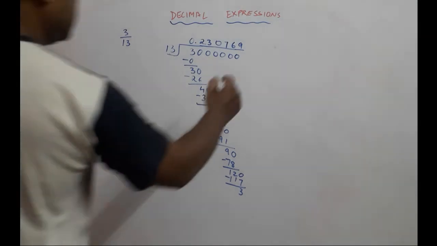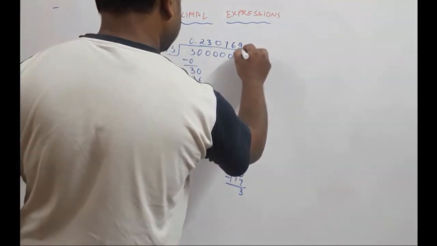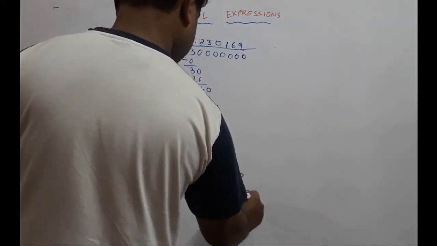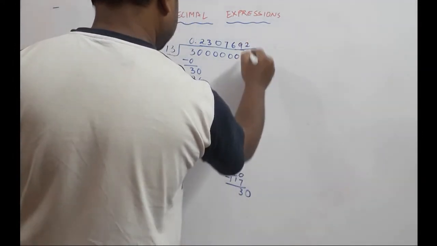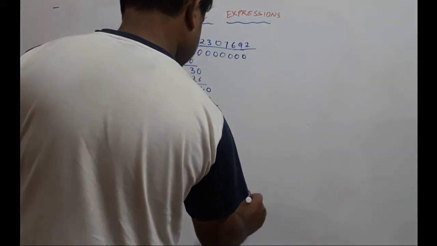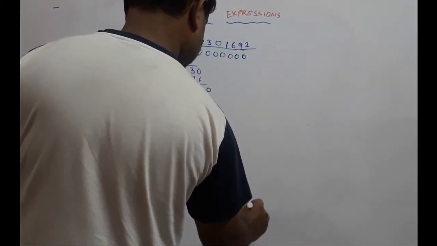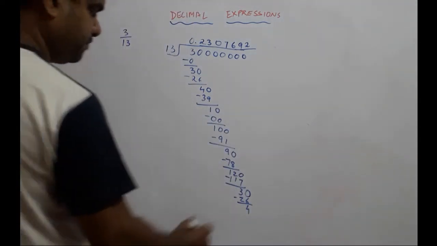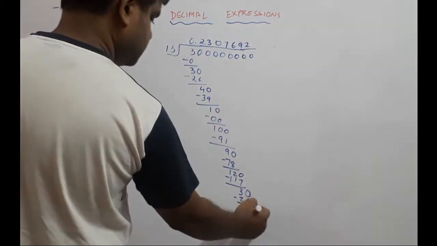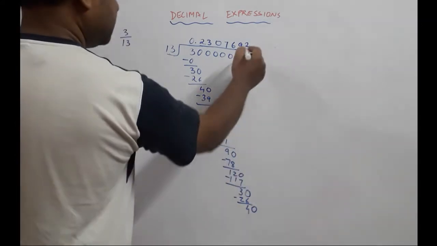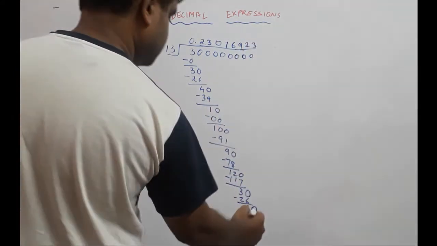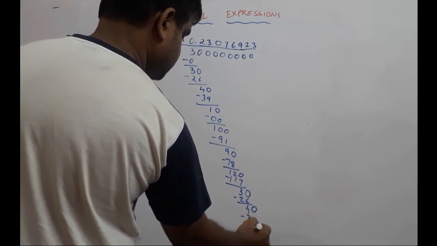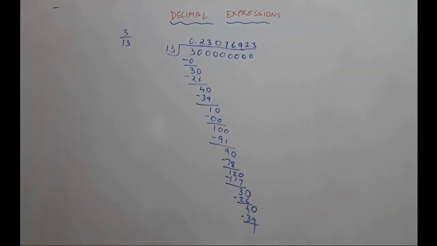We put another 0 over here and we put a 0 here. So 13 into 2 will give us 26. 30 minus 26 is 4. Put a 0 here, bring this 0 down here. 13 into 3 will give us 13 9s, 39. 40 minus 39 is 1.